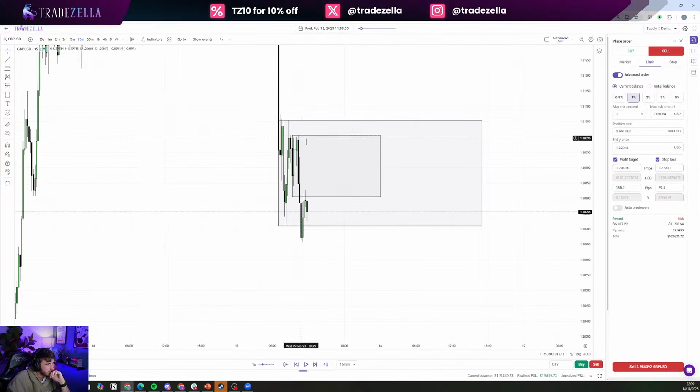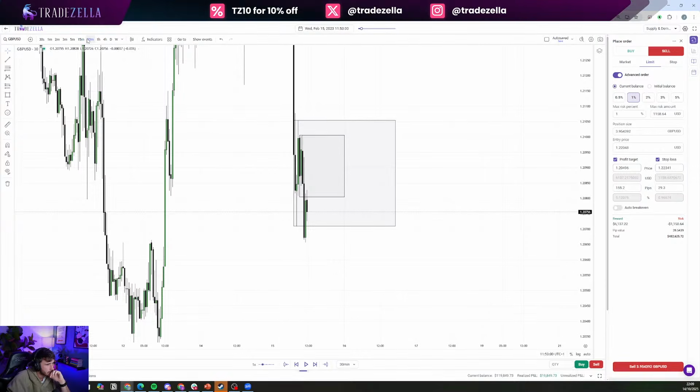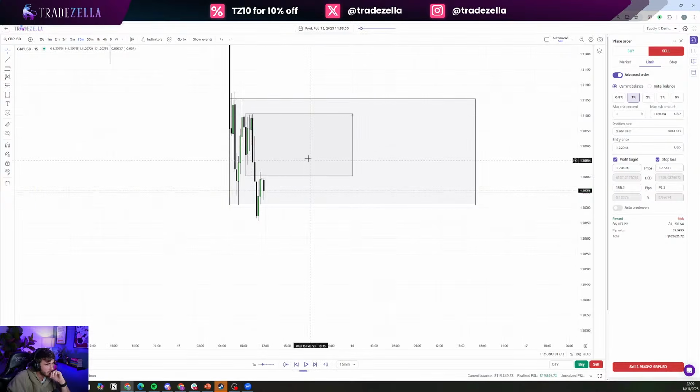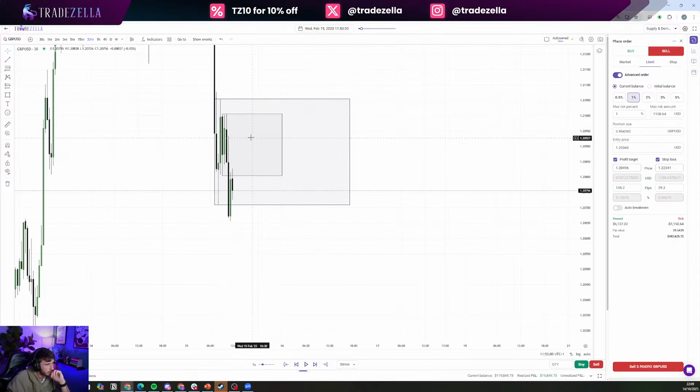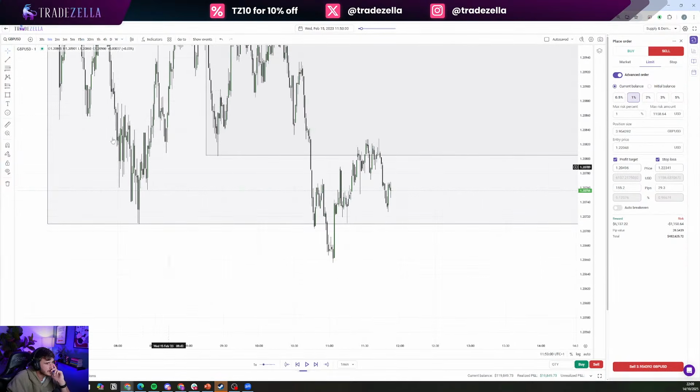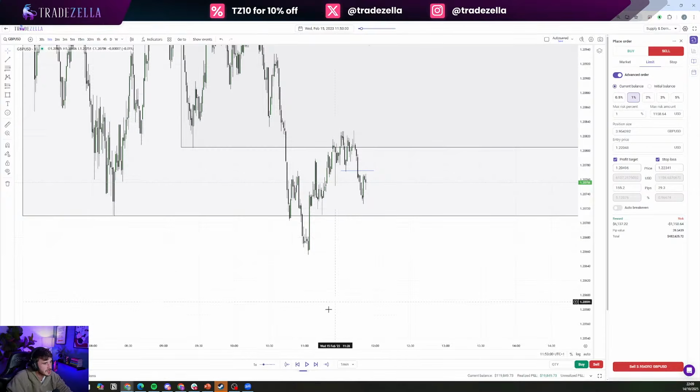I think I drew it wrong. So it's this whole entire zone, because it's the wicks as well, right? This would be like a lower probability trade, but I still think one that will play out. So let's go ahead and enter here, right? And we had our confirmation here. This is our breaker structure.